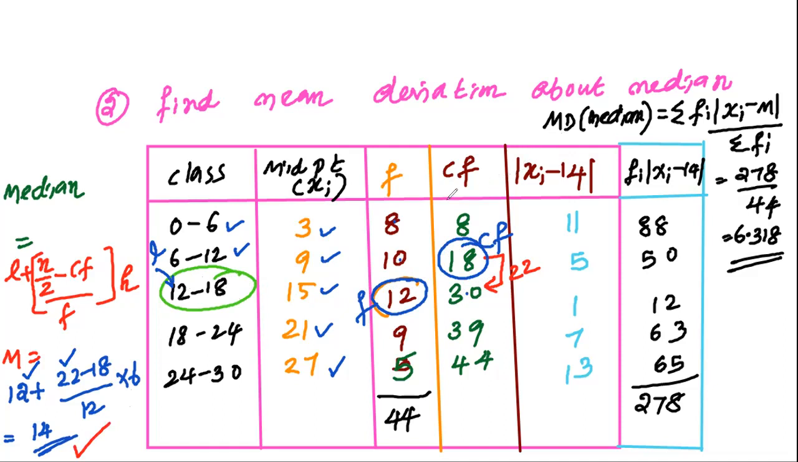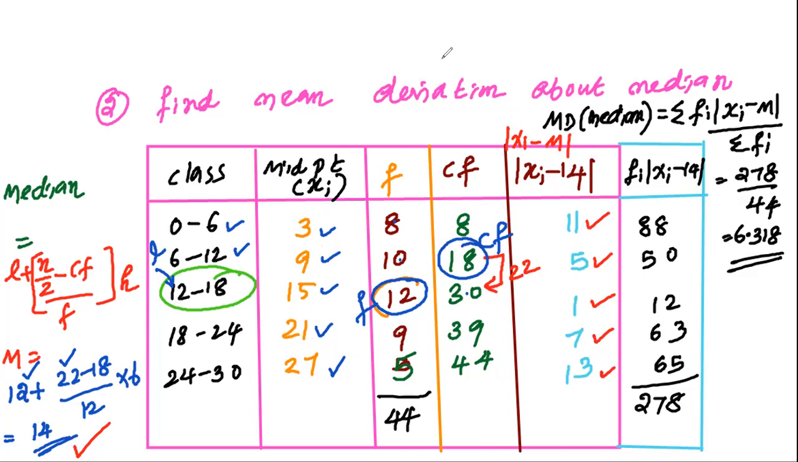Now listen here, after getting that median 14, let me draw the table of modulus of xi minus m. What I'm getting: modulus of 3 minus 14 is 11, 10, modulus of 9 minus 14 is 5, modulus of 15 minus 14 is 1, modulus of 21 minus 14 is 7, modulus of 27 minus 14 is 13. I have to draw that table.